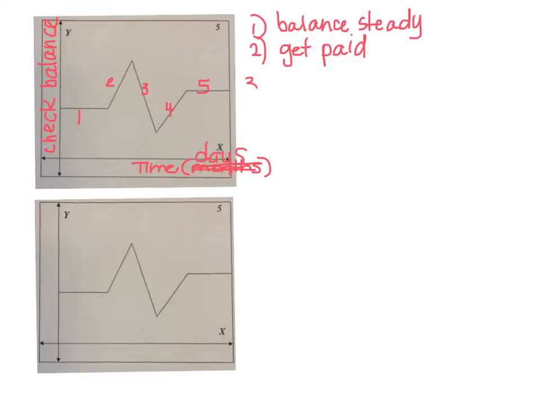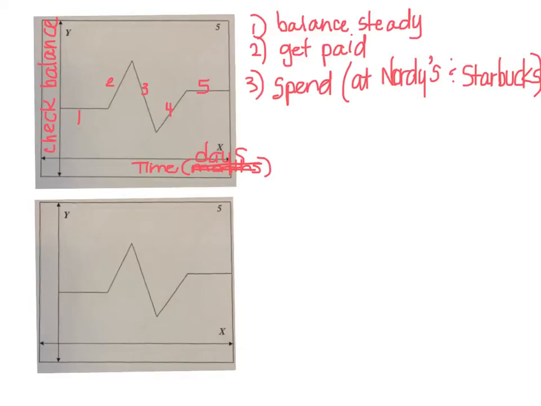In 3, the day I get paid, I go out and I very steadily spend more than I got paid, and my balance goes below what it was. Then in 4, I get another paycheck. And in 5, my balance is steady again, so I had decided not to go spend it all at Nordstrom's.